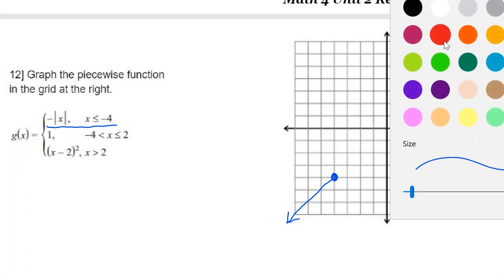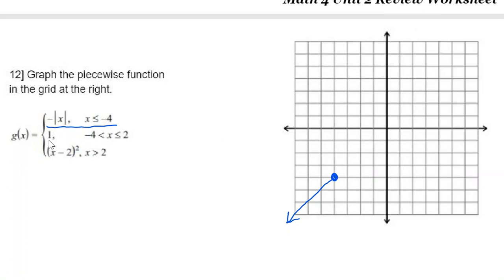Now the next chunk, y is 1, which means we're going to come up here to where y is 1. And we're going to start over here at -4 with an open circle, and we're going to go all the way up to +2 with a closed circle. And we're going to connect the two. Sometimes I like it easier that way: if I can find where the beginning is, find where the end is, and just connect them. Usually it's a lot easier to graph these things.